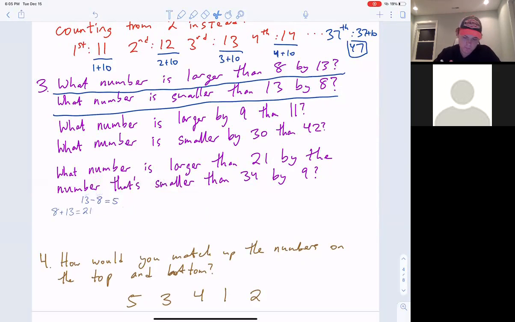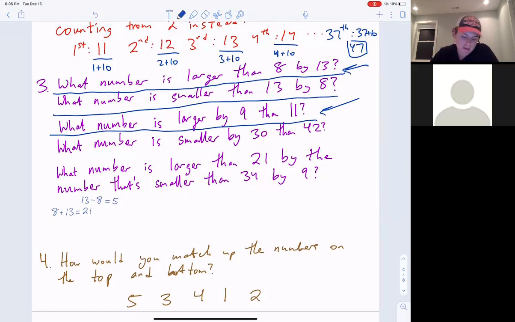Okay, next. What number is larger by 9 than 11? Well, the only thing that's really different about this question from the first one, apart from the numbers, is that I switched the by and the than. So I could just as well say, what number is larger than 11 by 9, right?